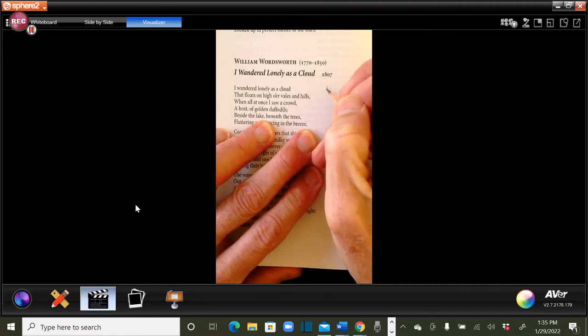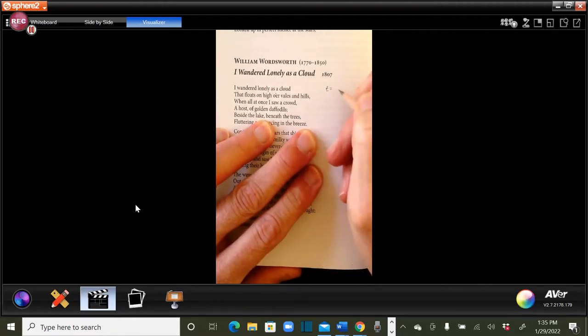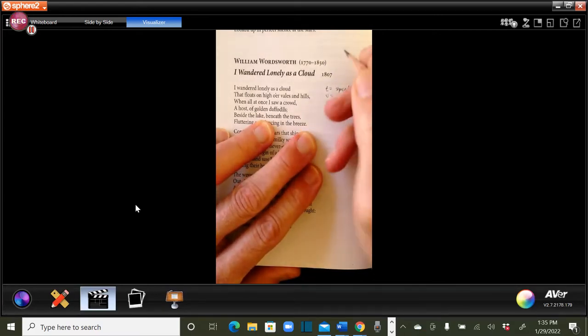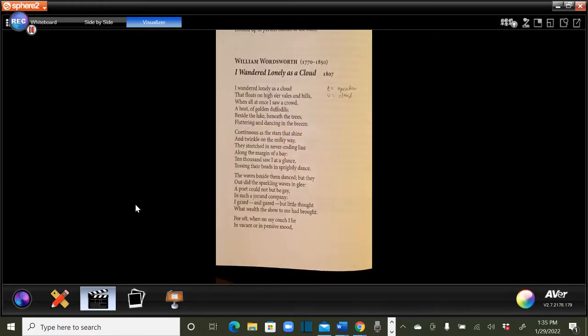Okay, so the tenor then, I need to make a little darker mark, is going to be the speaker, right? And then the vehicle is going to be the cloud. So the ground then, of course, that's kind of funny. The ground associated with this cloud is its solitary nature, and that it is something that is blown by the wind. So the cloud has no agency in terms of where it's going.